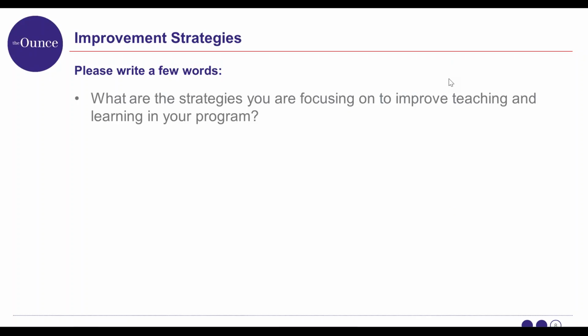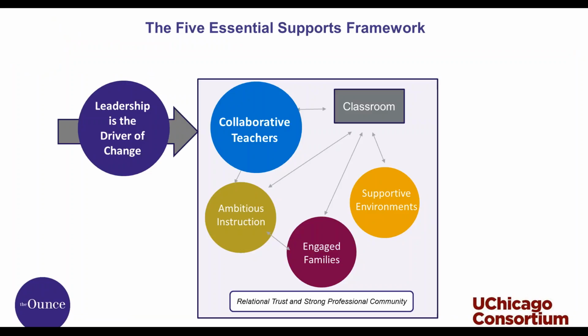So next, I'm going to present a framework to help you think about, organize, and support your improvement efforts so that you get the results that you're hoping for in terms of improving the quality of teaching and child outcomes. So you just go to the next slide. So this framework is called the 5 Essential Supports. So let me tell you the story of where this framework came from.